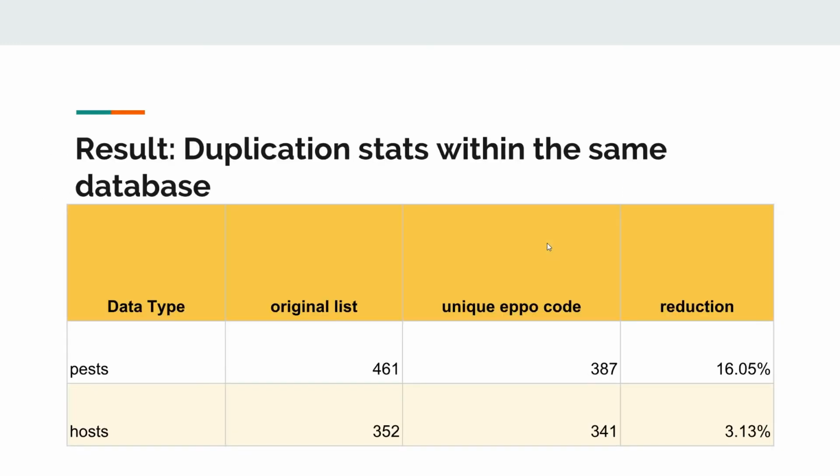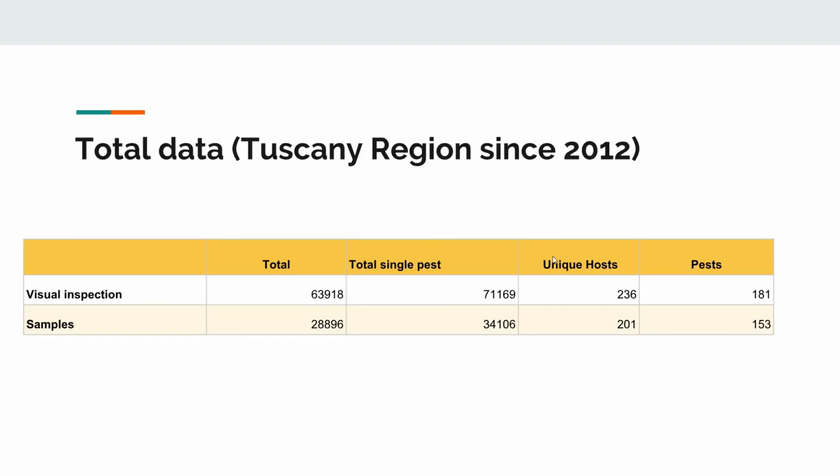This was the result. We have a reduction of 60% of the pests in the list that were duplicated. This was the starting point. And for the hosts, the plants and crops, the reduction was a bit less, about 3%.